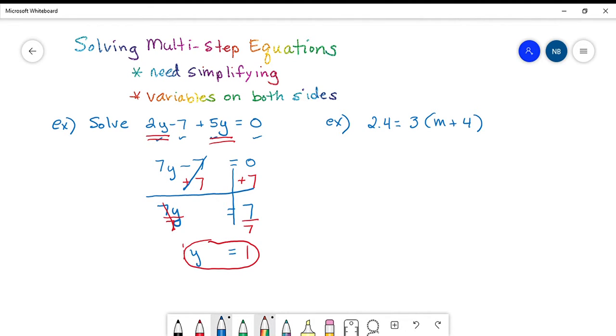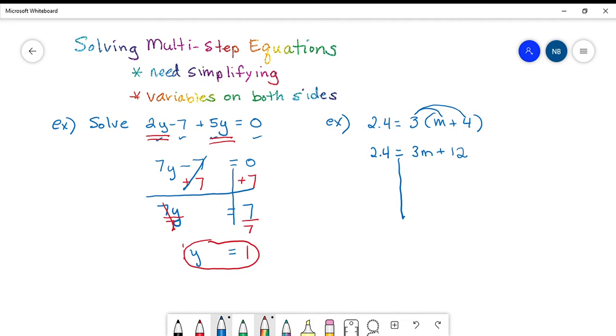Our next example, 2.4 equals 3 parenthesis m plus 4 close parenthesis, needs simplifying because, please excuse my dear Aunt Sally, we have parentheses. So we're going to go ahead and attack the parentheses by using the distributive property. The 2.4 stays the same. 3 times m is 3m, and 3 times positive 4 is positive 12. We now have a common two-step equation.